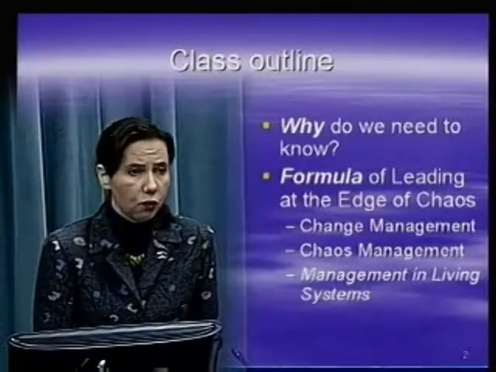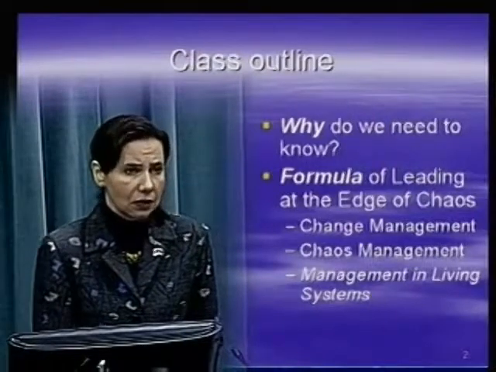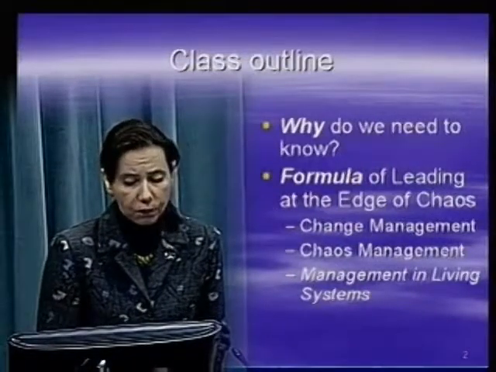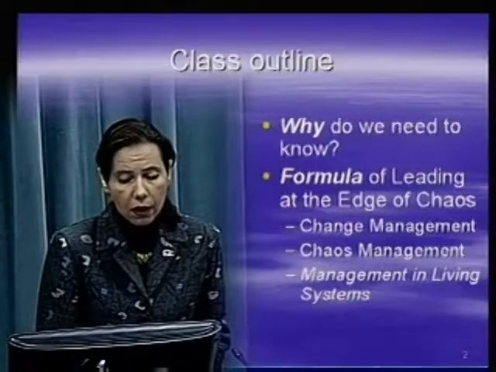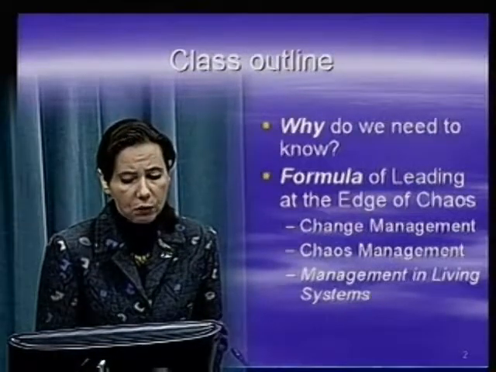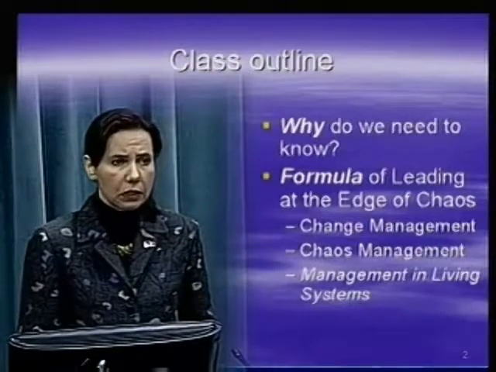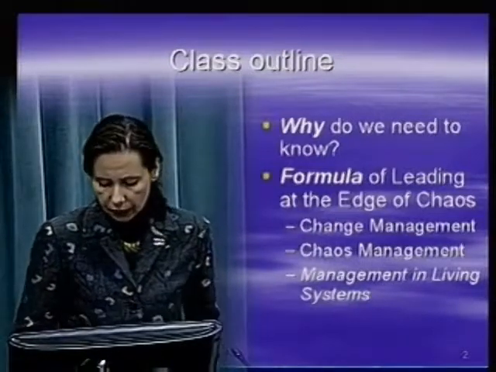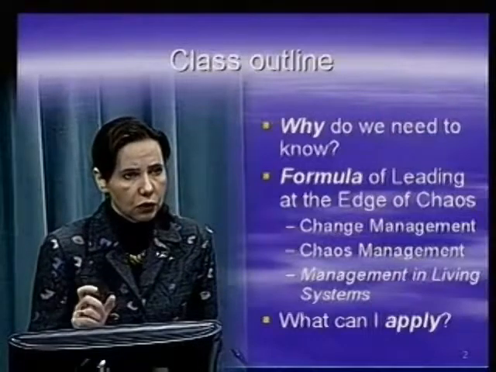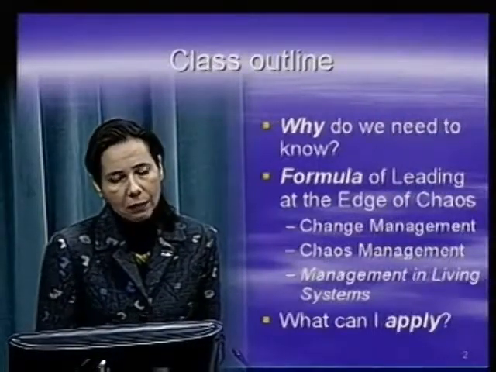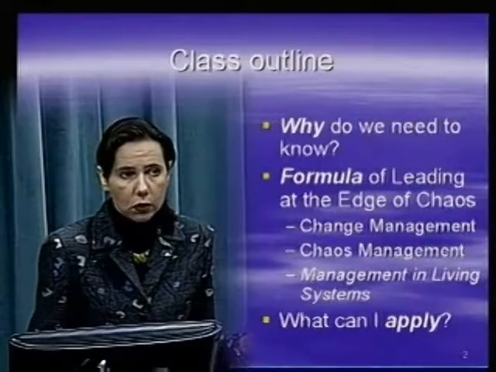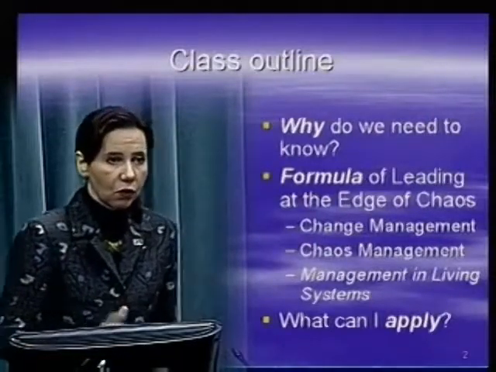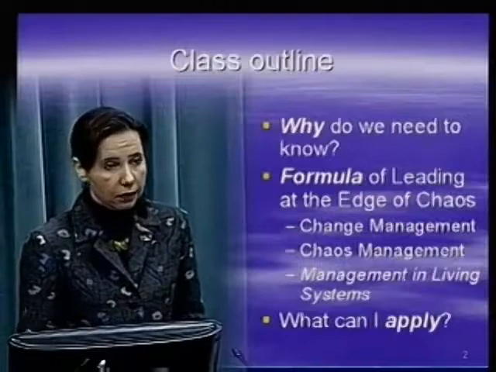So leading at the edge of chaos includes, first, understanding change management and, of course, being able to manage change. Second is chaos management. And the third is management in living systems, in other words, learning from adaptive living systems, learning from nature. After each of these three parts, I will provide some ideas for implications: what we can do with this in our particular organizations. So this is our class outline, and let's go.